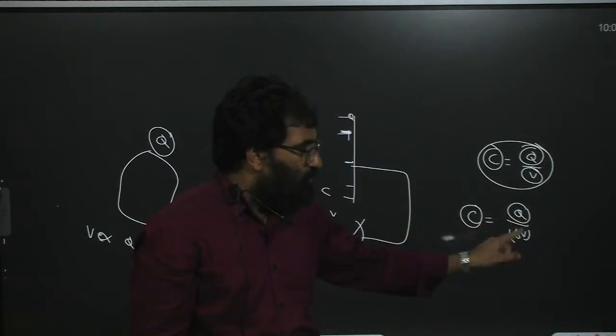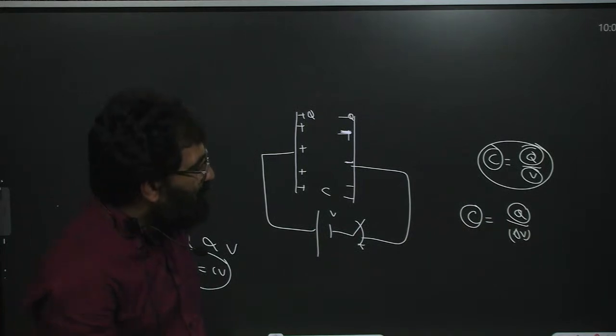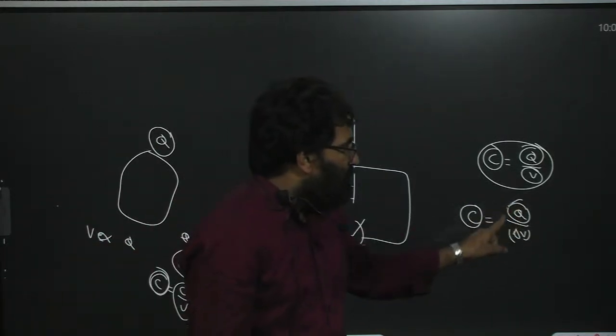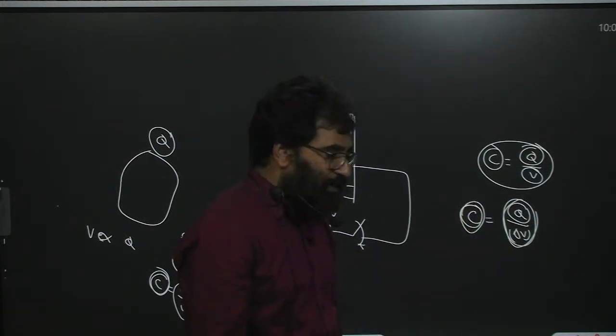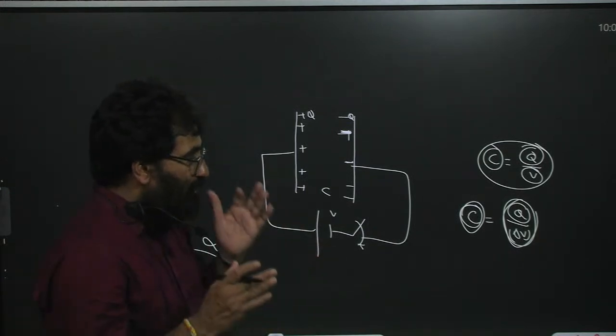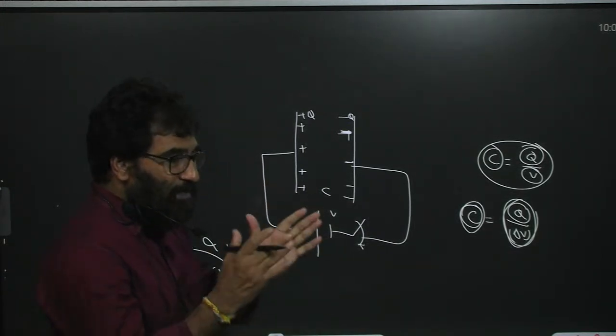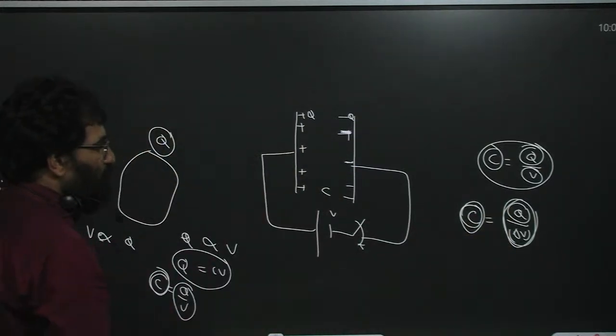When you increase the charge, the potential difference will definitely change. Q by delta V is constant. Charge and potential difference are both interrelated, but capacitance is a ratio, Q by delta V. Capacitance depends upon the shape and size of the conductors and the medium between them, not on the charge and potential difference. So, keep this in mind.